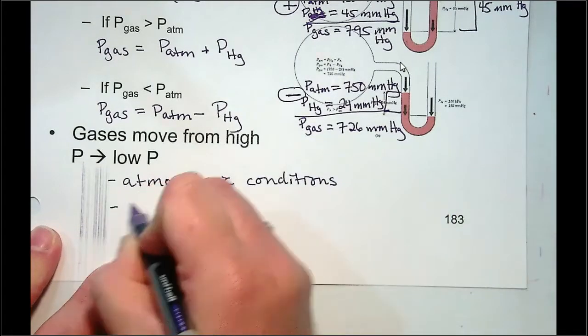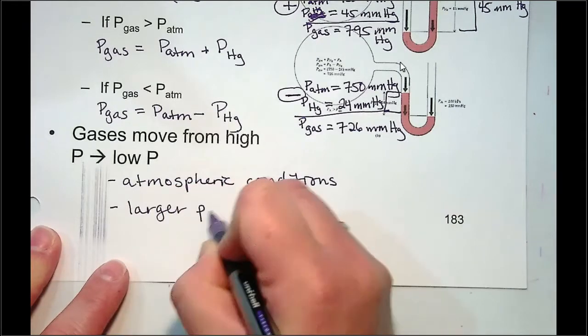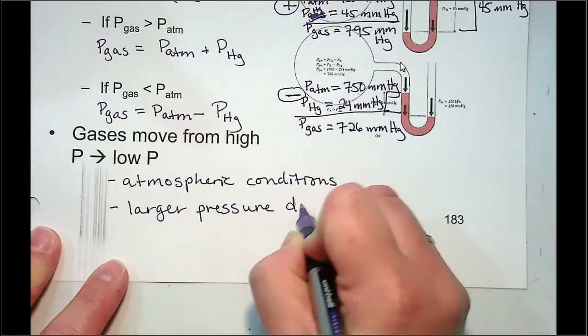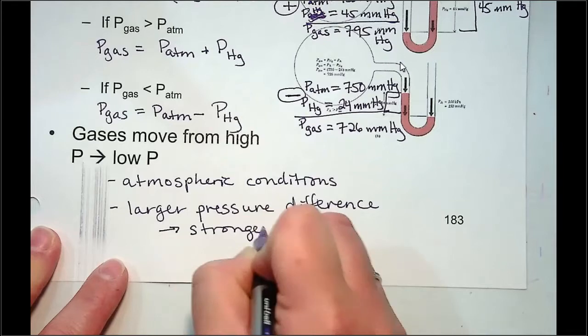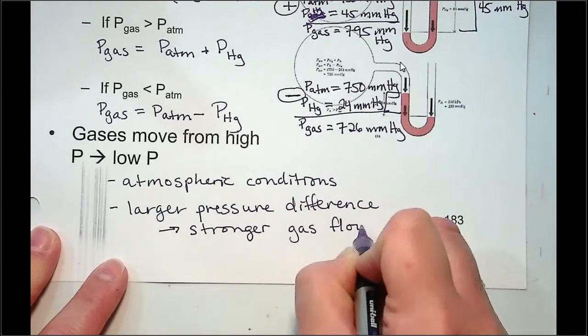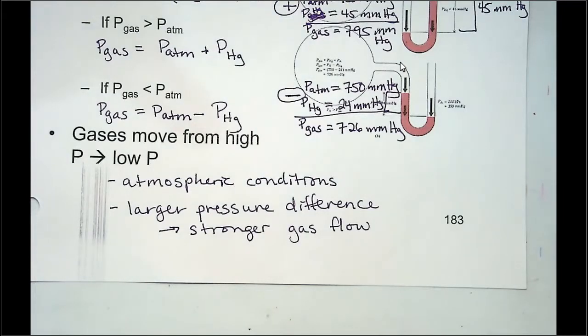Okay? So if you have a larger pressure difference, you're going to have stronger gas flow. If you have stronger gas flow, what do you notice in real life? So if we're sitting in a low pressure system and in quickly comes a high pressure system, what would you notice? Wind, yes, or extreme weather. Yeah, so that's because of how gases interact in the atmosphere. All right, cool. Good stuff.